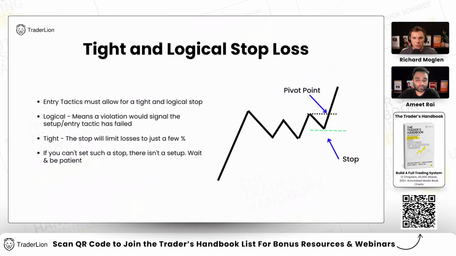And a logical stop loss means that a violation of that level would signal that the setup or entry tactic has failed. If you're buying versus a moving average, a bounce off the 50 SMA, a lower Bollinger Band, a clear technical level, and it breaks back below that level, that tells you that setup has failed for the time being. Maybe it'll set up again, but there's no reason to still be in that trade. So that's what's really important here. That's what the logical part of this means. That stop loss level should signal that the trade failed. So here we've got a breakout example. We buy through here.